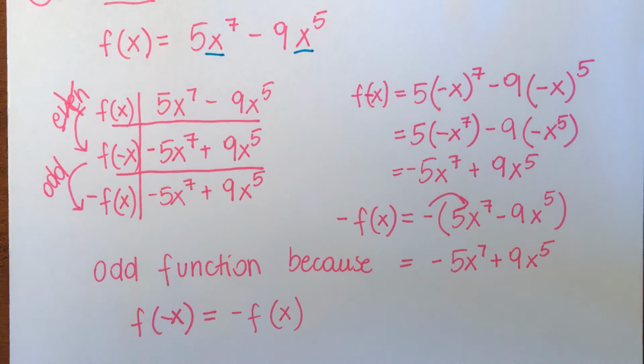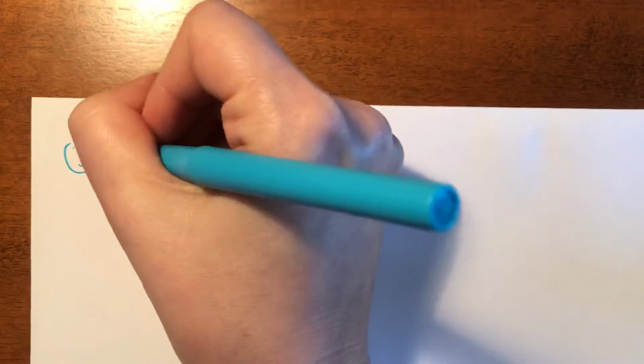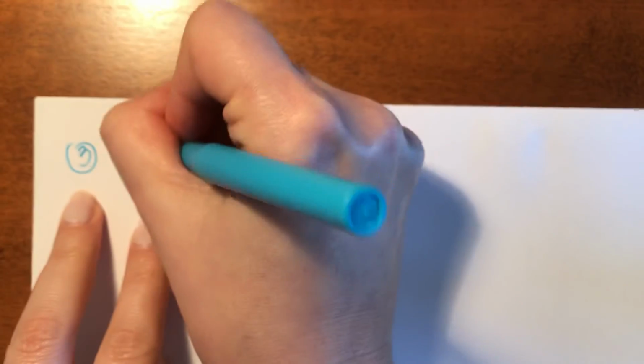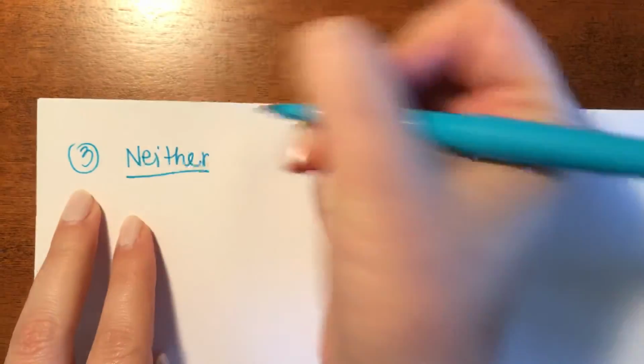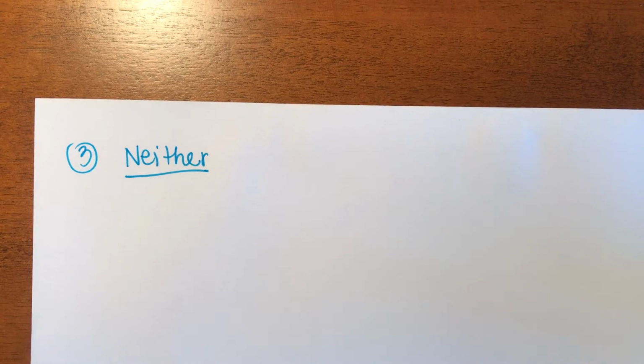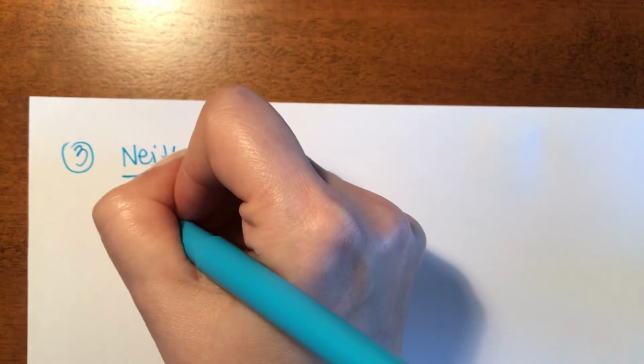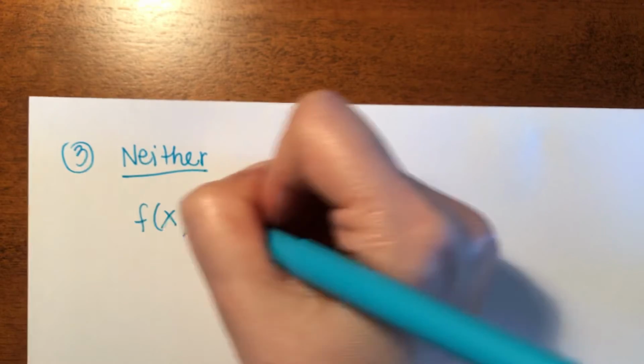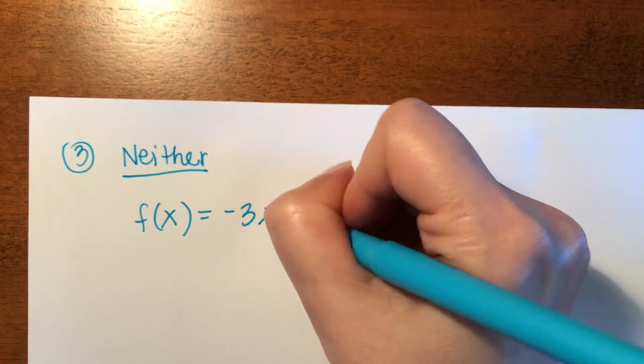And then the last example, we're going to deal with neither. The function is not even and it's not odd. All right, number 3, neither. Here we go. The function that we are looking at is f of x equals negative 3x plus 1.